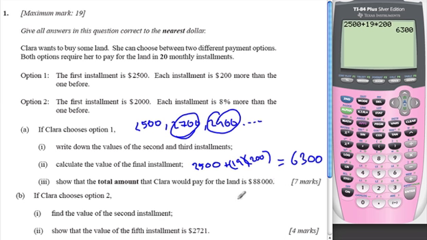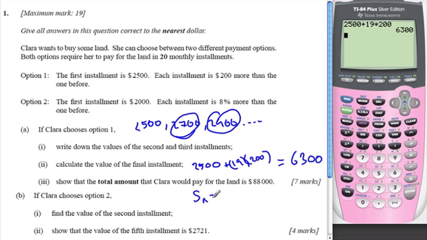Okay, and then show that the total amount that Clara would pay for the land is 88,000. So that's all of the 20 installments added up together, right? So what we need is the sum formula. The sum of an arithmetic sequence is n over 2, and there's two different versions. Probably the easiest one to use here is the one where you add the first term and the last term, since we've already worked out what the last term is. So the sum of 20 terms is 20 over 2. The first one is 2500, and the last one was 6300.